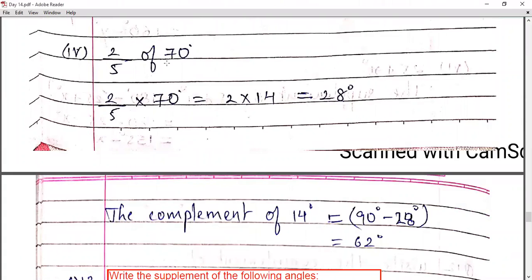2 by 5 of 70. 2 by 5 multiplied by 70. On cancelling 70 with 5, you will get 14. 2 into 14 is 28 degrees. Hence, the complement of 28 degrees. Kindly correct it, this is not 14 degrees, it is 28 degrees. The complement of 28 degrees is 90 minus 28 degrees, that is 62 degrees.